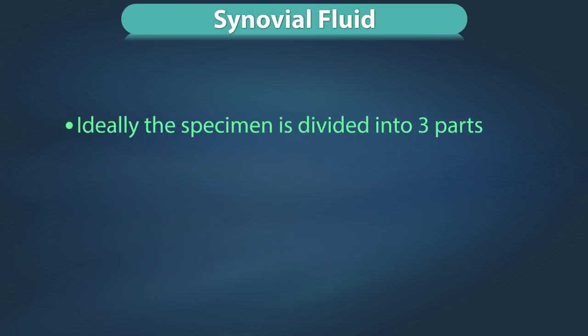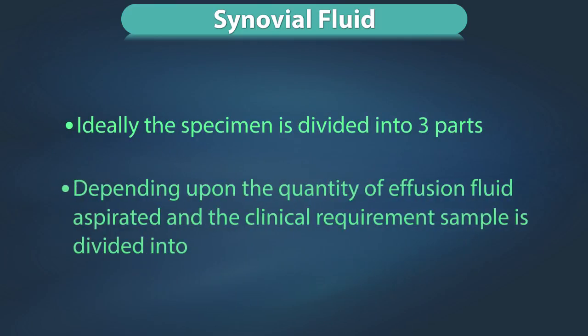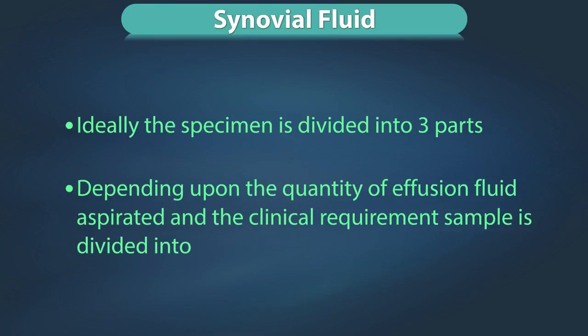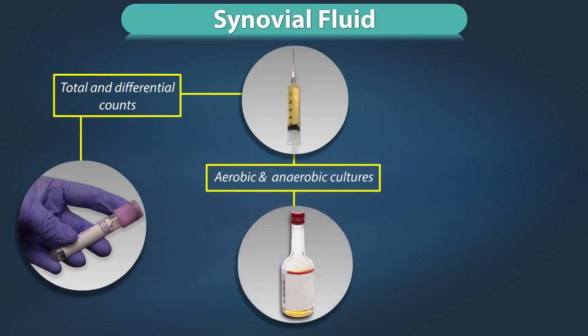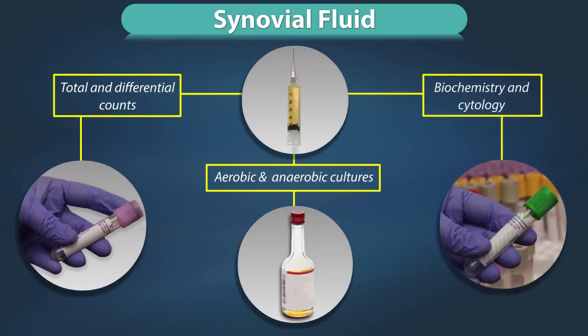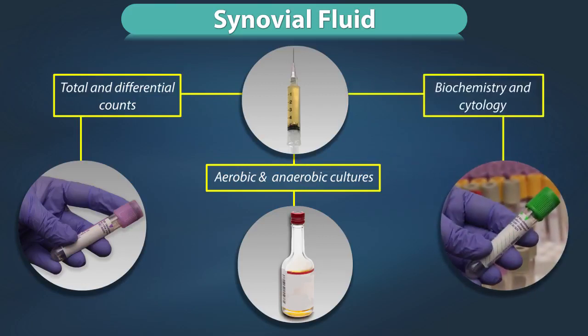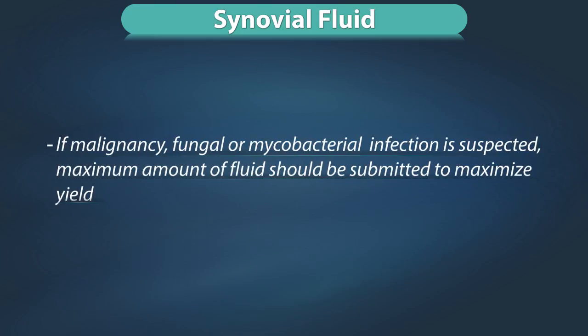Ideally, the specimen is divided into three parts. Depending upon the quantity of effusion fluid aspirated and the clinical requirement, the sample can be divided into an EDTA tube for total and differential counts, a blood culture bottle for aerobic and anaerobic cultures, and heparinized tubes for biochemistry and cytology. If malignancy, fungal, or mycobacterial infection is suspected, the maximum amount of fluid should be submitted to maximize yield.